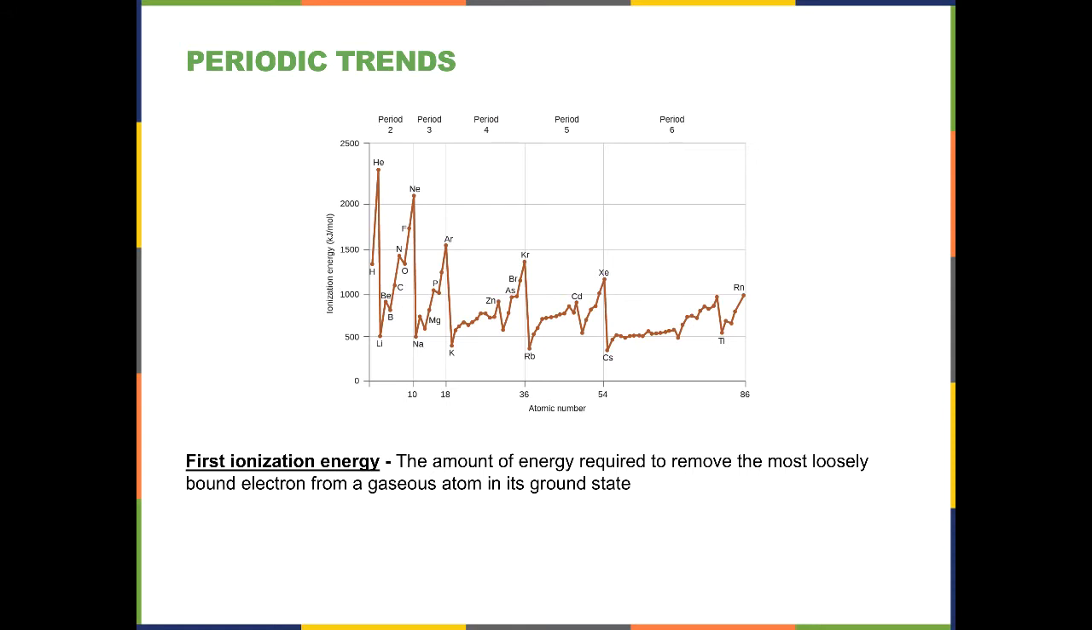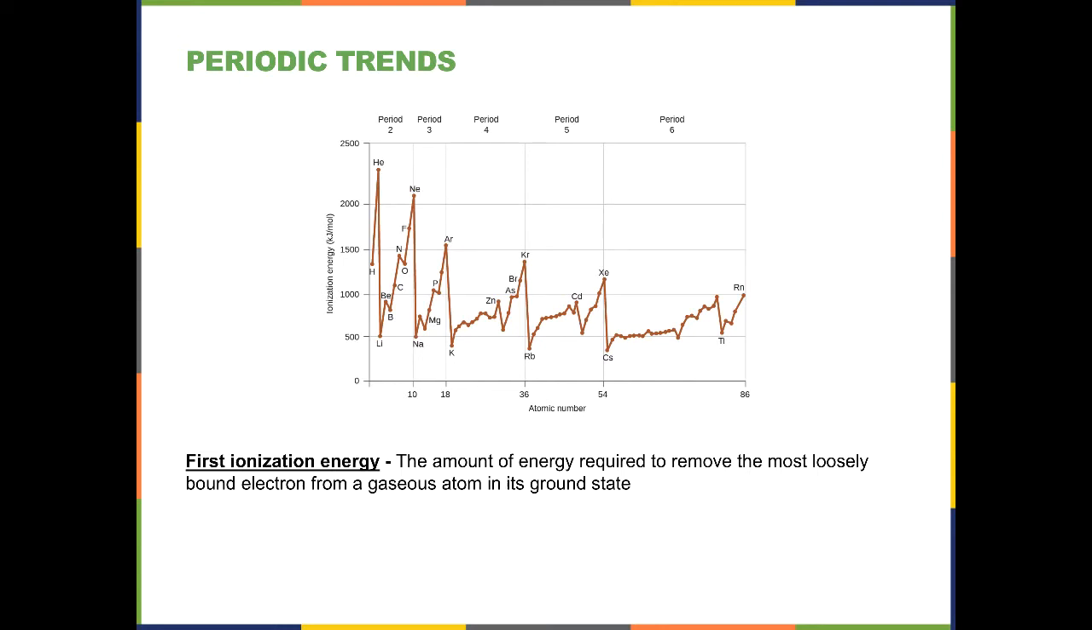If you look, you can see that hydrogen is over here on the left. To remove its first electron takes a certain amount of energy, looks like about 1,300 kilojoules per mole. The next one, helium, is significantly larger to remove, 2,300 kilojoules per mole. Then you drop down to lithium, which is the next one, and it's only 500 kilojoules per mole. Each one of those, since it's the first ionization energy, is to remove the first electron.